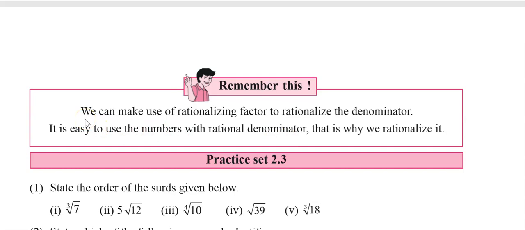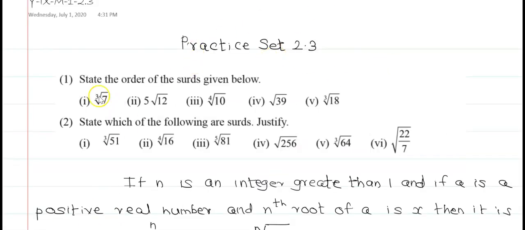We can make use of the rationalizing factor to rationalize the denominator. It is easy to use the numbers with a rational denominator. That is why we can rationalize it. Now we'll see the exercise 2.3. Now the practice set 2.3.